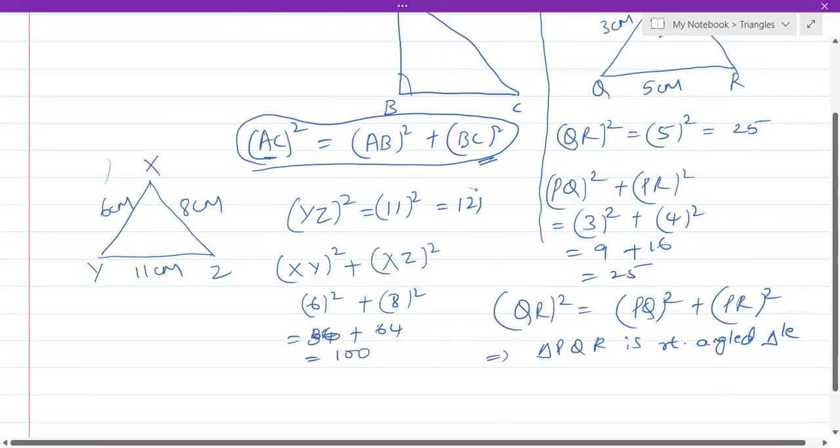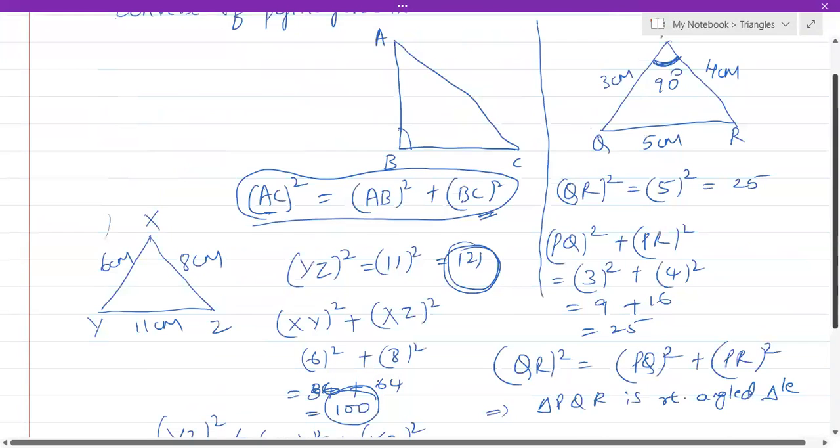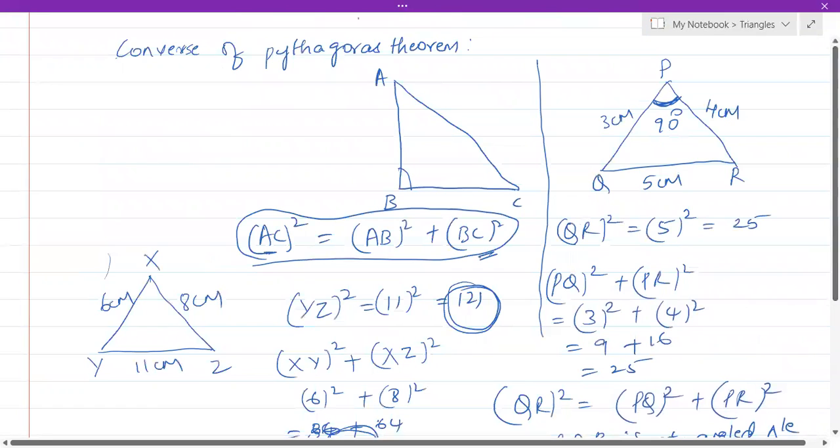So here we got the square of the longest side as 121. But the sum of squares of other two sides, we got it as 100. Therefore, YZ square, the square of the longest side, is not equal to the sum of squares of other two sides. Therefore, it is not a right angle triangle. I hope it is understood. This is the first problem in the Pythagoras theorem. Take it as a task and try it out.